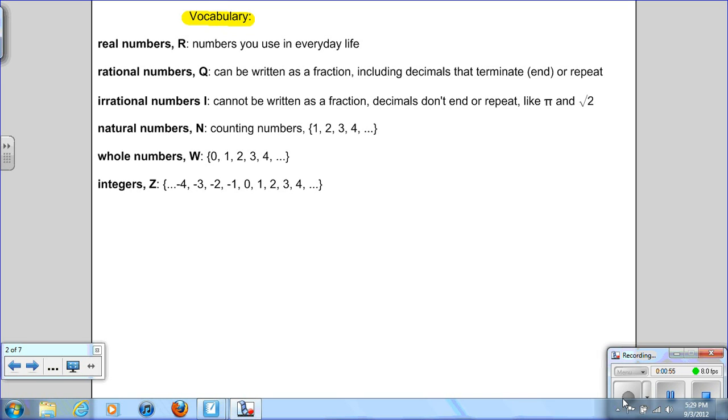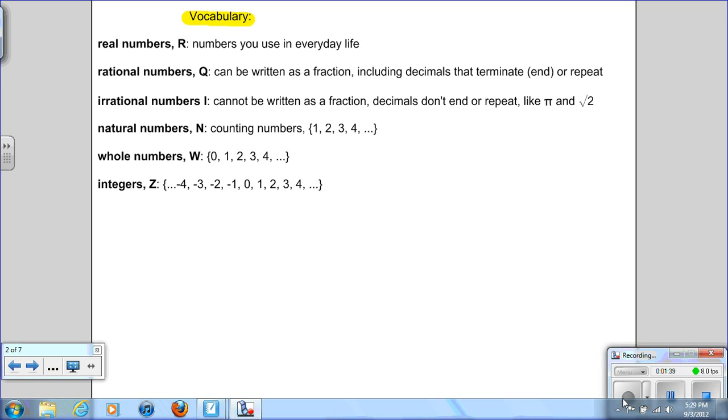Decimals that terminate or repeat are rational. The opposite of rational are irrational numbers. We use a capital I to shortcut this one. We cannot write these as fractions, meaning fractions where we've got just numbers and no other symbols. So these decimals do not end or repeat like the number pi. That's an ongoing decimal that never ends. And the square root of 2 is also like that as well. Any square roots that do not simplify into whole numbers fit into this category, the irrational numbers. If you try the square root of 2 or the square root of 3 or the square root of 5, any of those numbers that are not perfect squares on your calculator, you're going to get a long decimal that doesn't end, nor does it repeat itself.